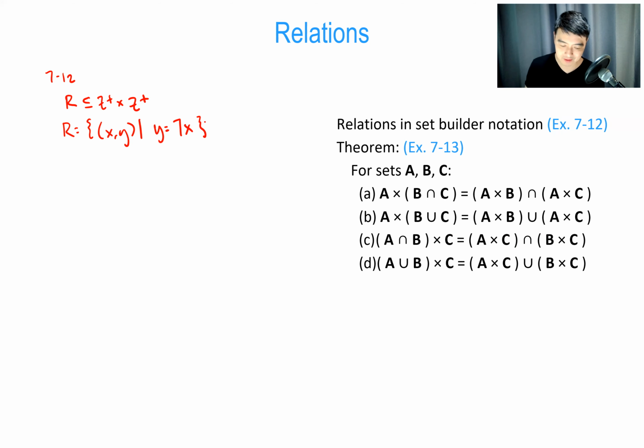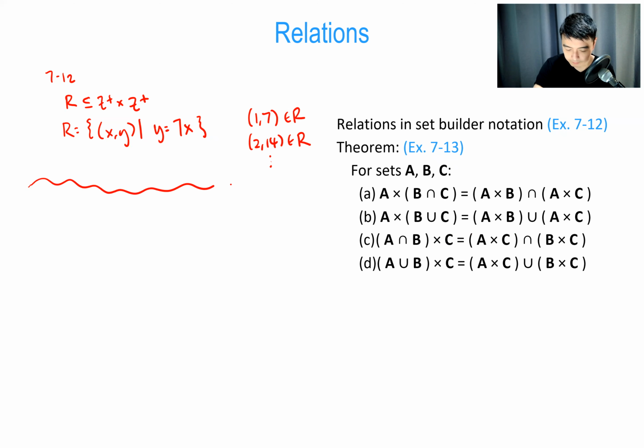Okay, so if this is the relationship between the x and the y, then I can now list a bunch of tuples that belong in this relation. So for example, (1, 7) is in this relation, (2, 14) is in this relation, (3, 21) is in this relation, and so on, right? So I can list a bunch of elements that are in this relation. Okay, so this is just one way that we can define a relation using set builder notation. And again, we're going to come back and do a lot more work with this a little bit later on.